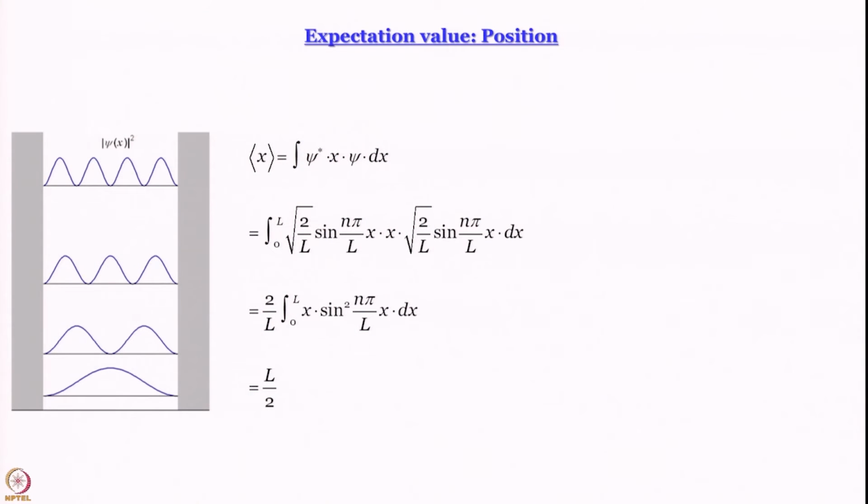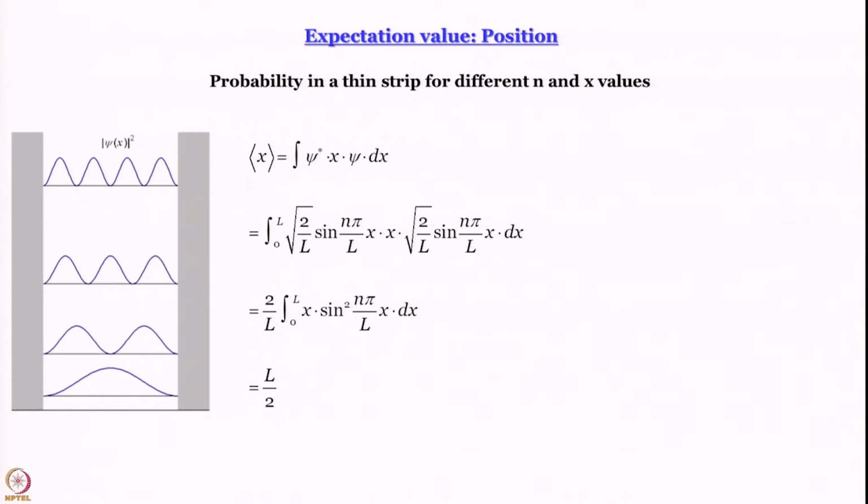Is there a dependence on n? There is not. The expectation value of position is L by 2, that is what it turns out, which means that if you perform a large number of measurements, then we expect that the average value of the position of the particle will be at the middle. It does not depend on n.